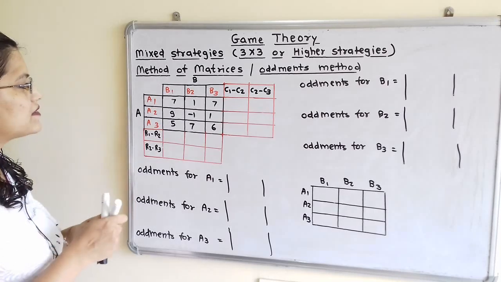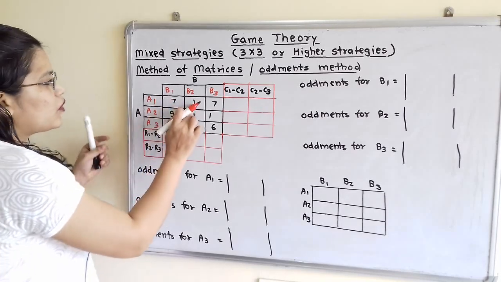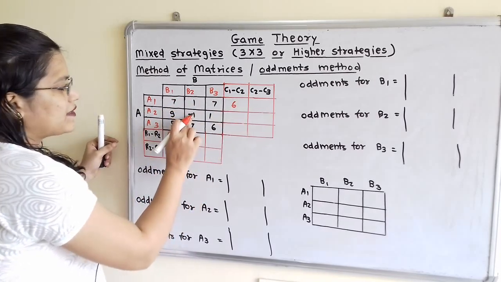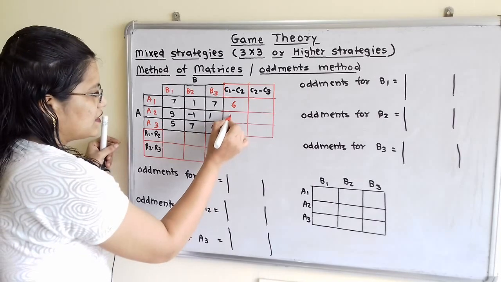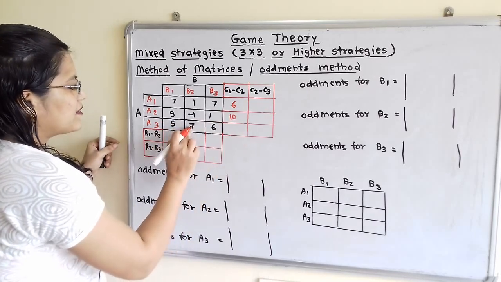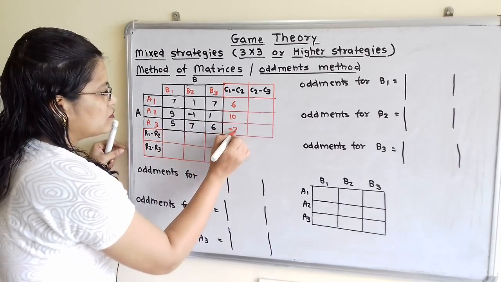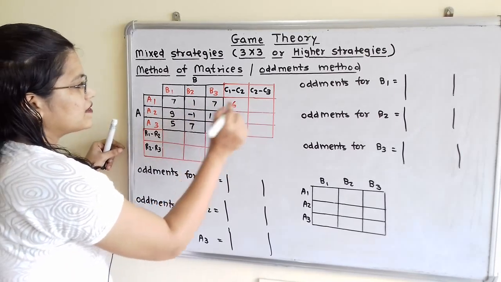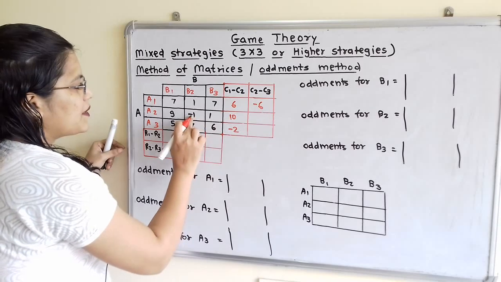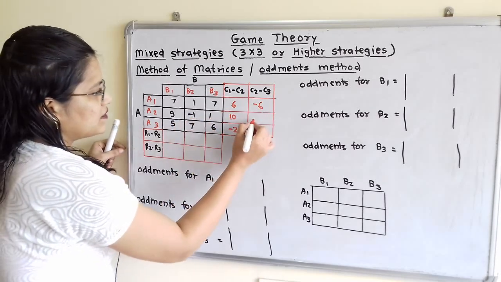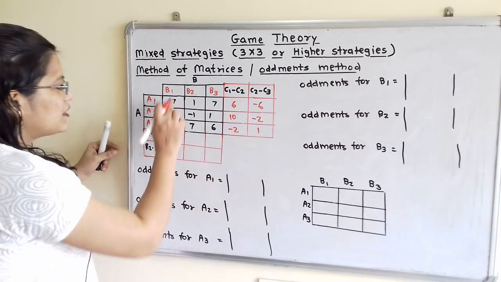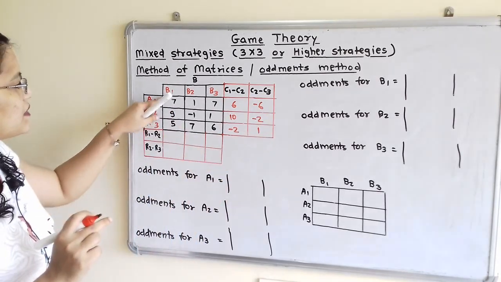C1 minus C2: 7 minus 1, 6. 9 minus minus 1, that is 10. 5 minus 7, that is minus 2. Now in the same way C2 minus C3: 1 minus 7, that is minus 6. Minus 1 minus 1, that is minus 2. 7 minus 6, 1. Now we will take the difference between rows.